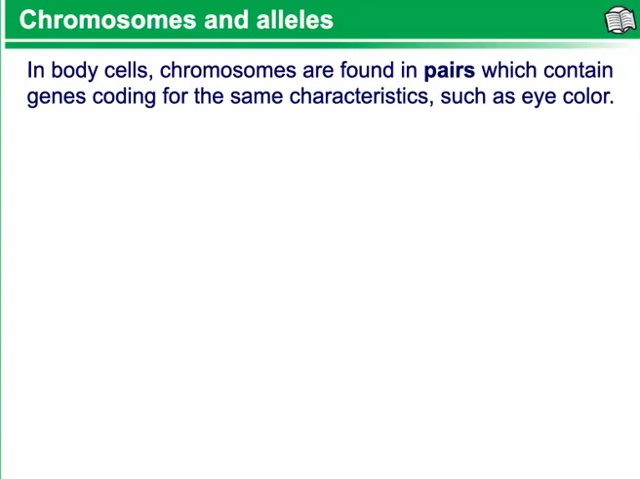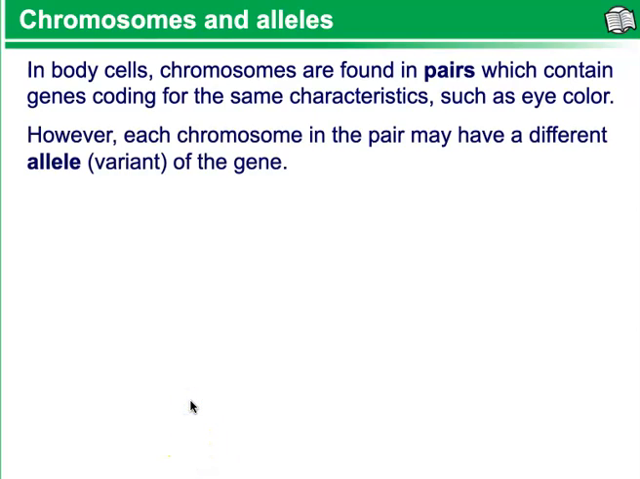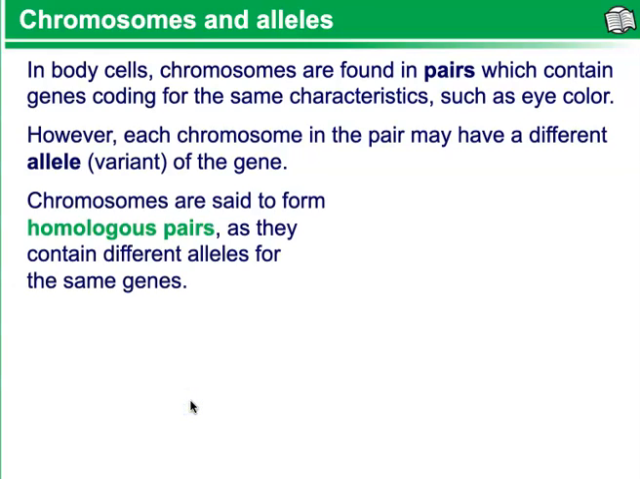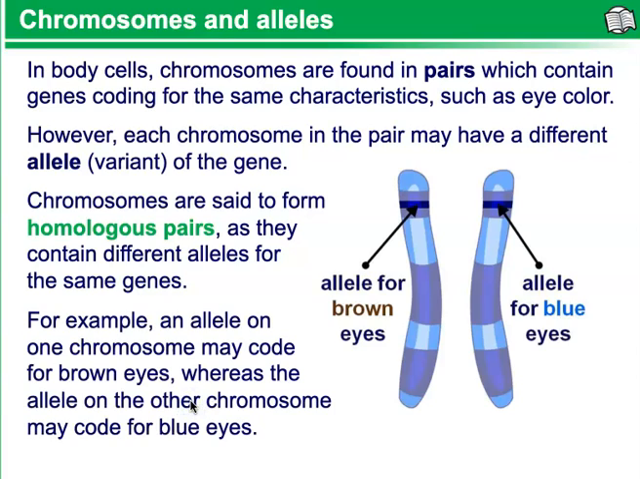Chromosomes and alleles. In body cells, those cells that make up our body, chromosomes are found in pairs which contain genes coding for the same characteristics, such as eye color. However, each chromosome in the pair may have a different allele or variant of the gene. Chromosomes are said to form homologous pairs, as they contain different alleles for the same genes.